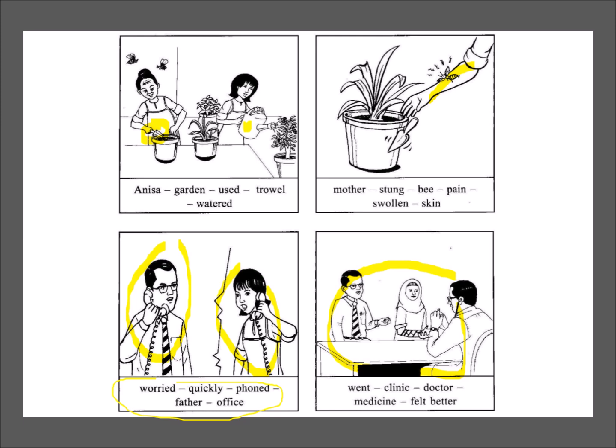Now let's look at the words. Anissa. Who is Anissa? Yes, this girl is Anissa. Where are they now? They are in the garden. So use a trowel. The mother used a trowel to loosen the soil, and the girl used a watering can to water the plant. And then suddenly the mother got stung by the bee, not dinosaur. If you say the bee, it means the same bee. Got stung by a bee, so she screamed in pain.